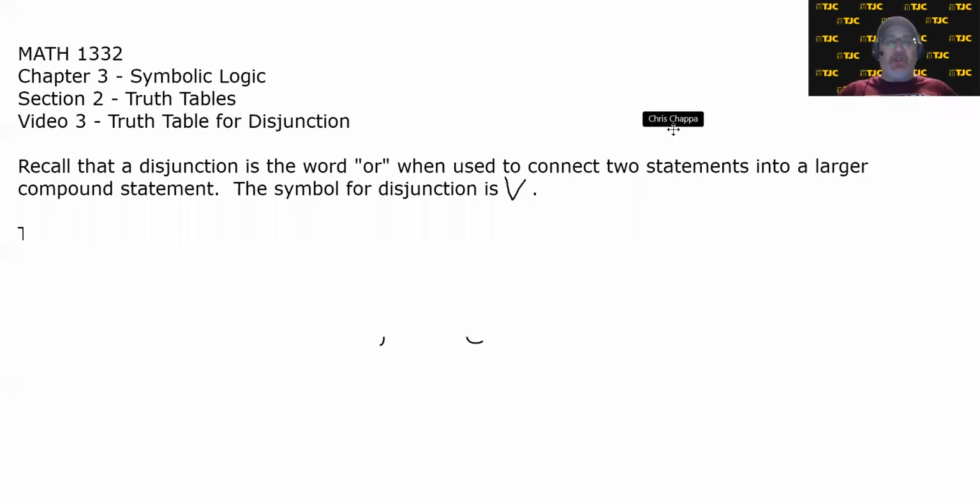Math 1332, Chapter 3, Symbolic Logic, Section 2, Truth Tables. Video 3, Truth Table for Disjunction.